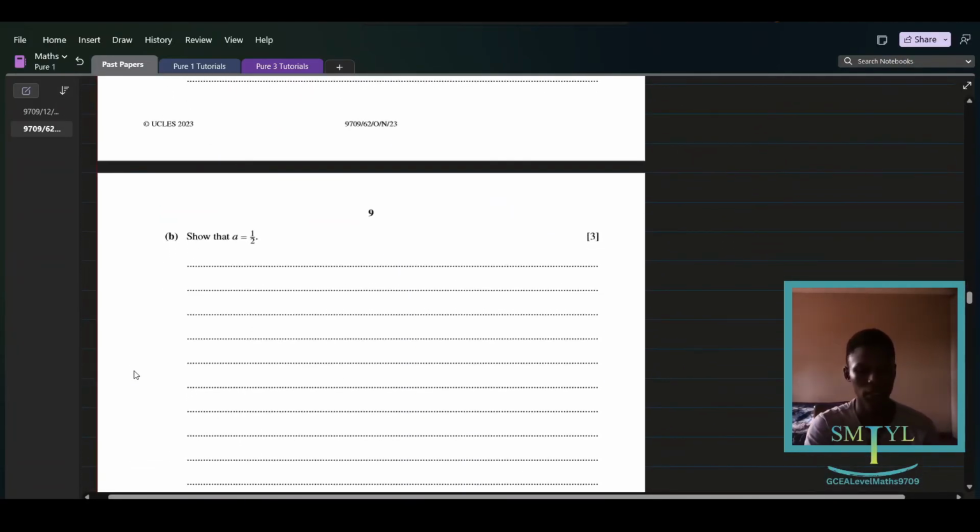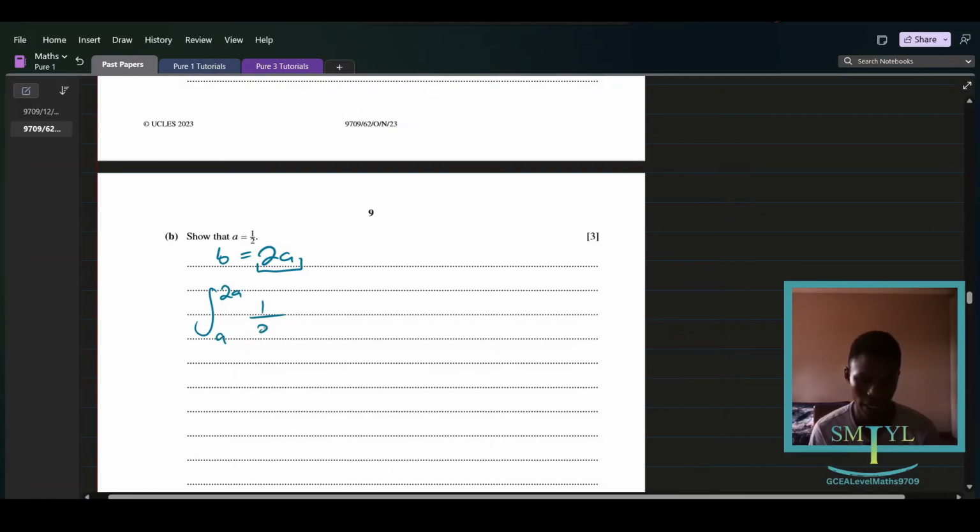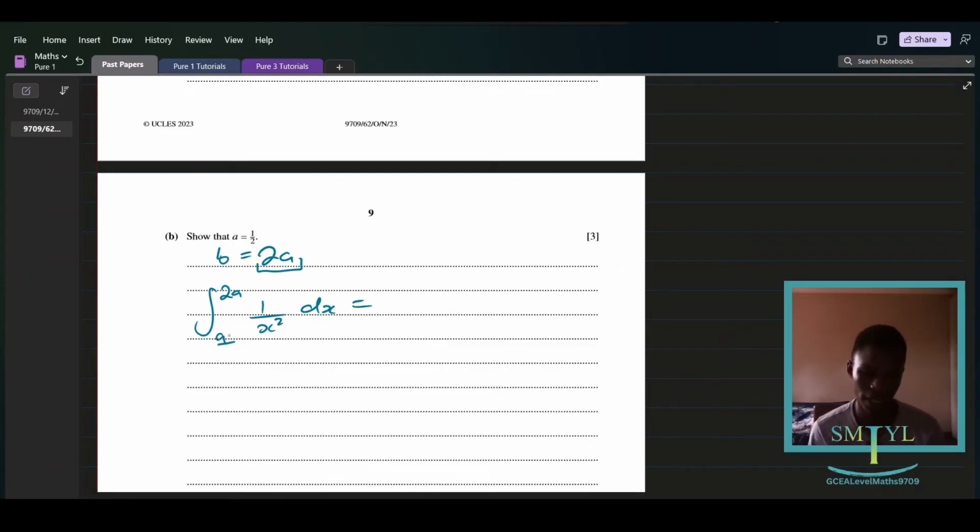Part B, show that a is equal to 1 over 2. Okay, so what we can do here, we've been given that we've proved that b is equal to 2a, so we can say the integral from a to b, b is 2a, of f of x, which is our function, 1 over x squared, with respect to x. We know that if we integrate from the lower limit to the upper limit, we should get 1, since this is a probability density function.